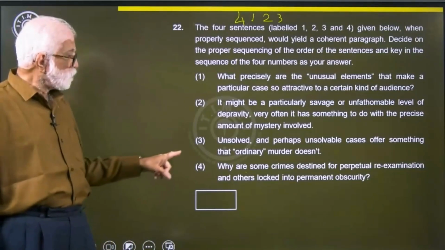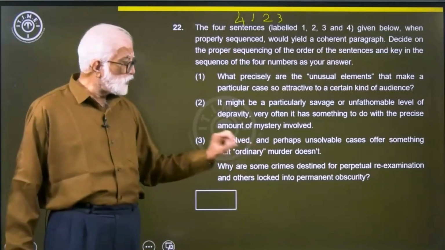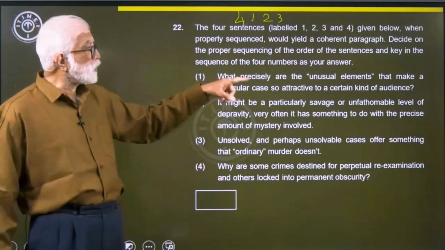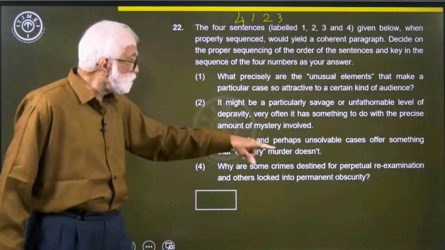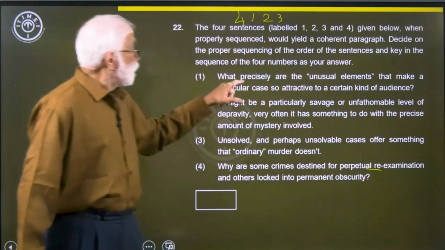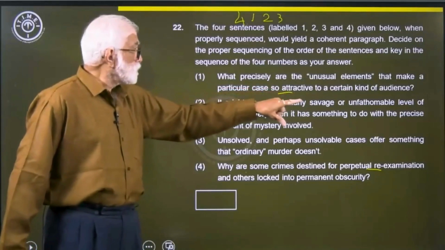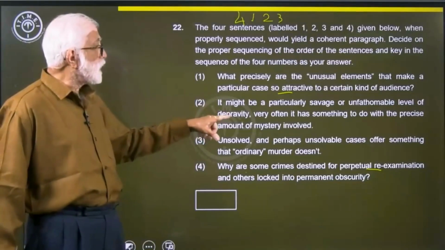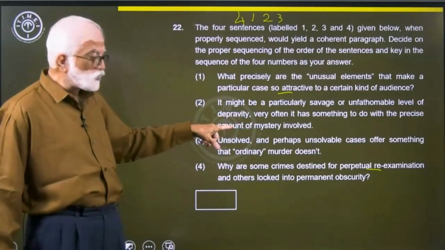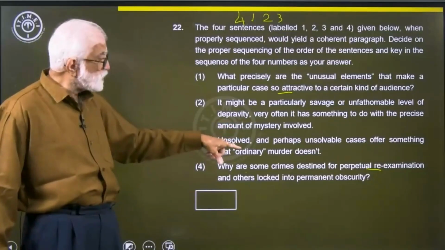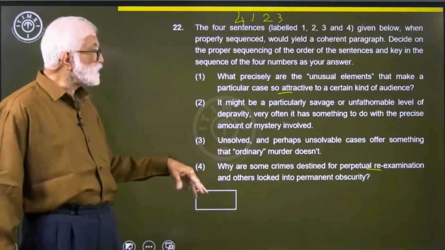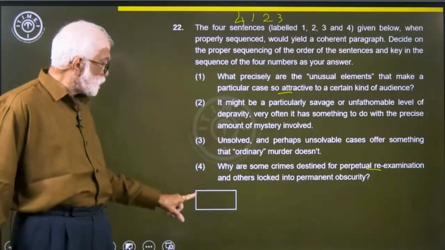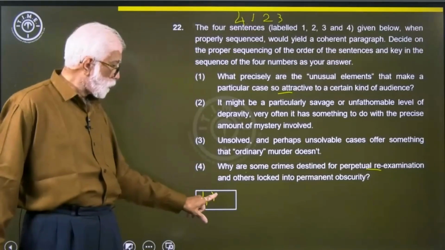Let us look at that then. Why are some crimes destined for perpetual re-examination and others locked into permanent obscurity? What precisely are the unusual elements that make a particular case so attractive to a certain kind of audience? The answer is it might be a particularly savage or unfathomable level, and very often the amount of mystery involved, because if there is mystery and it is not solved, they offer something that the ordinary murder that is solved does not offer. So, 4, 1, 2, 3 is a sequence that actually works.